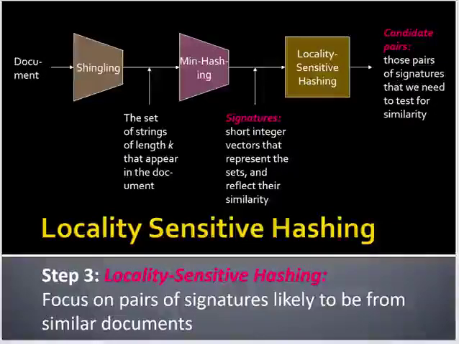Hello everyone, this is the third lecture regarding chapter 3. Since we already got min hashing to compress large documents into small signatures, which still preserve the expected similarity of any pair of documents, as illustrated in the last videos.